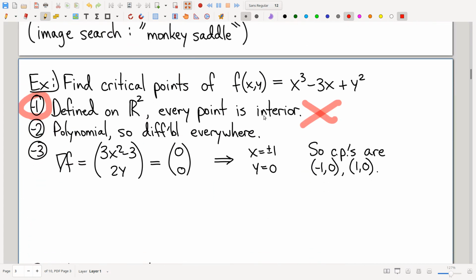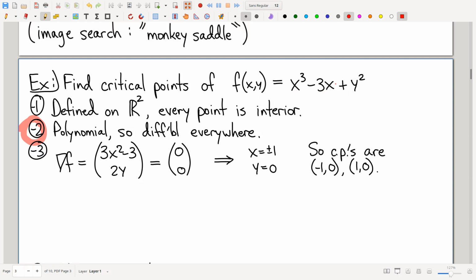Let's see here. Okay, so yeah, none of those. Second question. Are there any points where this function fails to be differentiable? Well, this is a polynomial. Polynomials are differentiable everywhere. Okay.